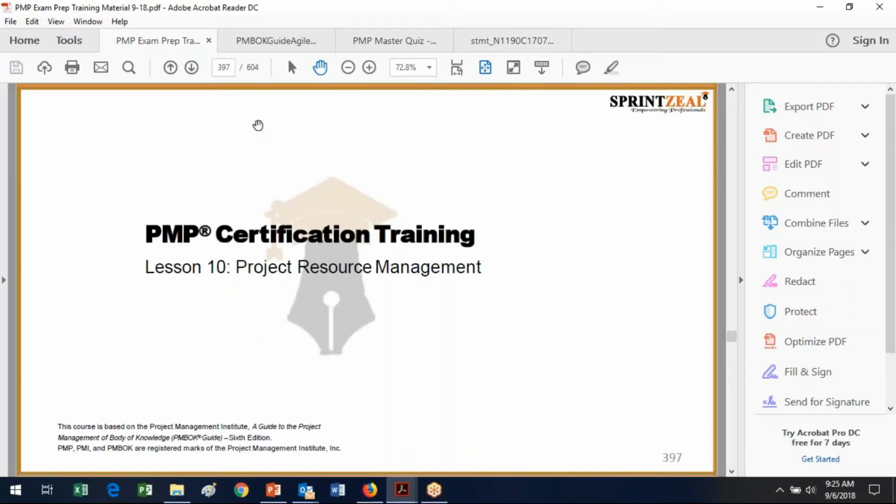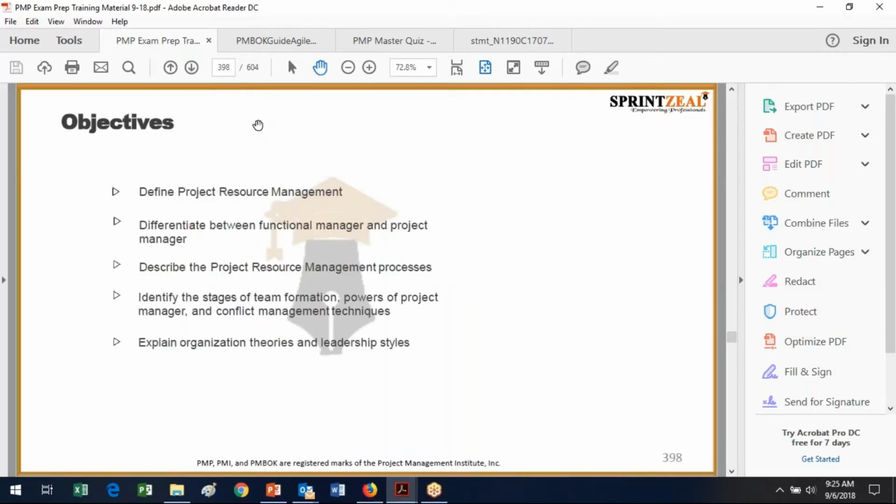But now we're going to project resource management, and this used to be human resource management, but then they took into consideration you might just be dealing with resources. So it kind of covers the waterfront better than human resources. So at any rate, we're going to talk a little bit about project resource management, which is chapter 9 in the PMBOK.